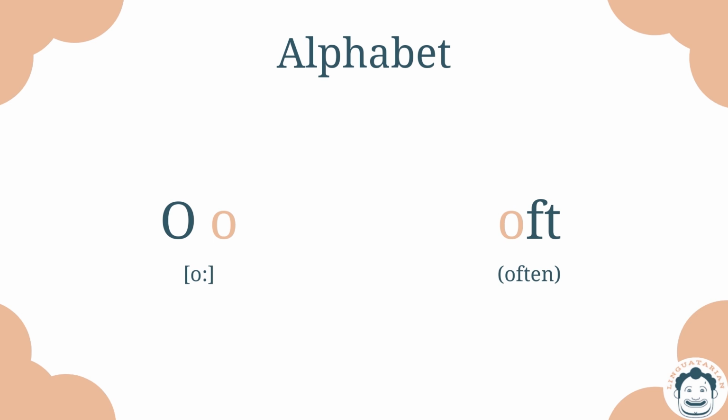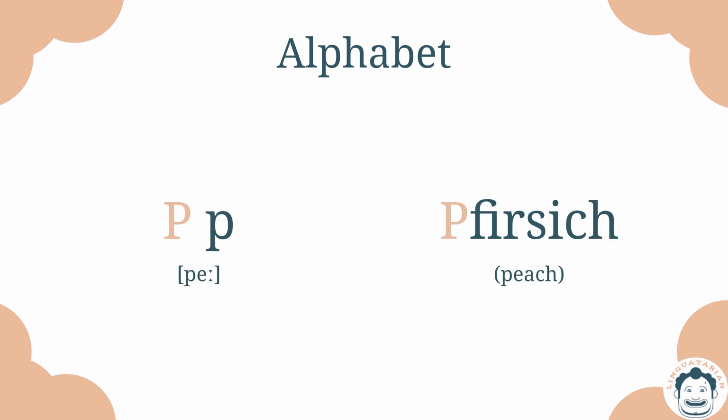Then we have O. O, as in the word oft. Oft. P. P. And the example word given here can be quite difficult to pronounce occasionally. You'll often see the PF combination in some words, and it's pronounced as in Pfirsich.